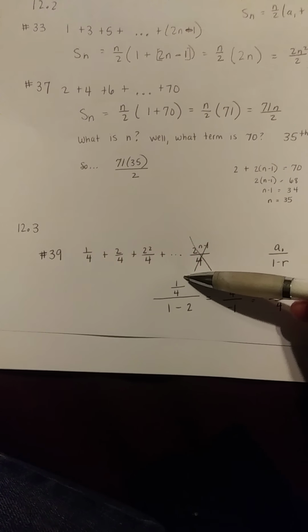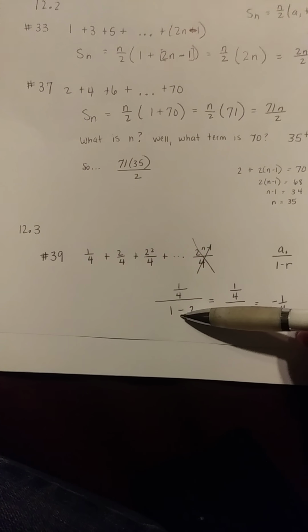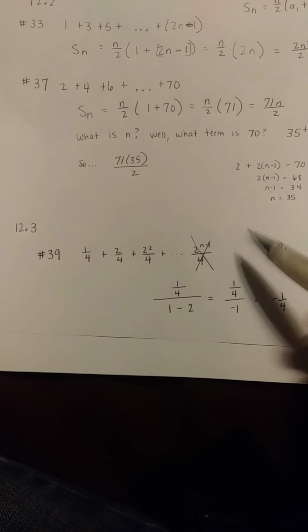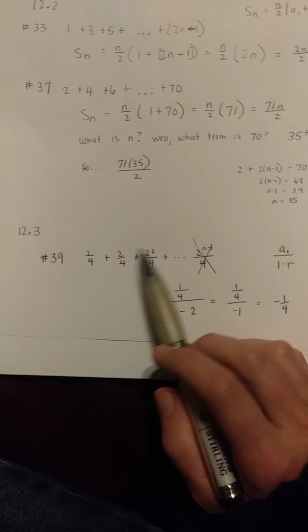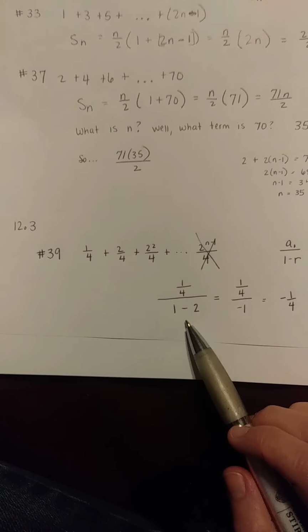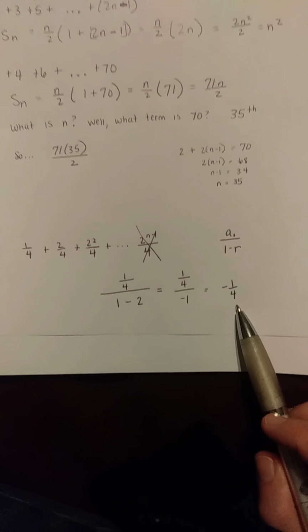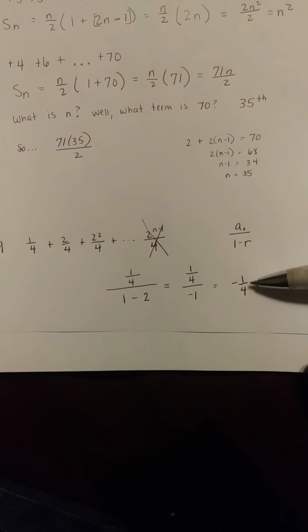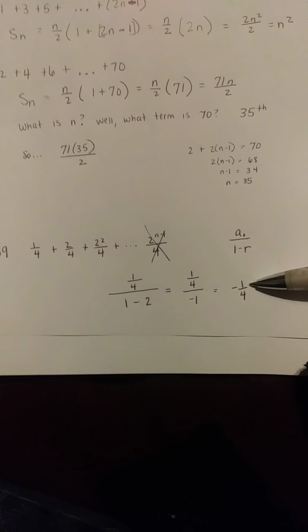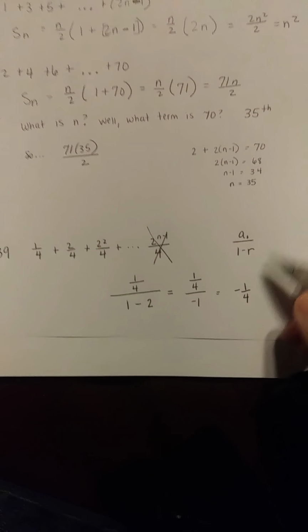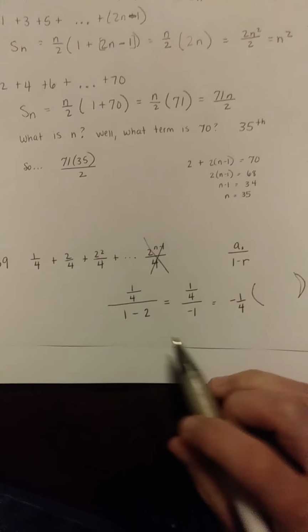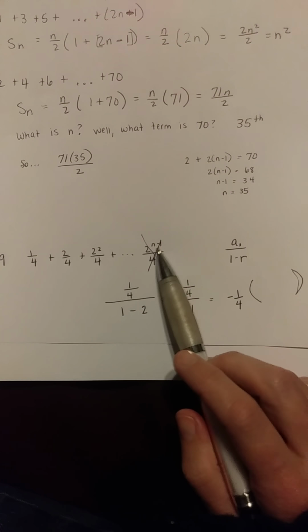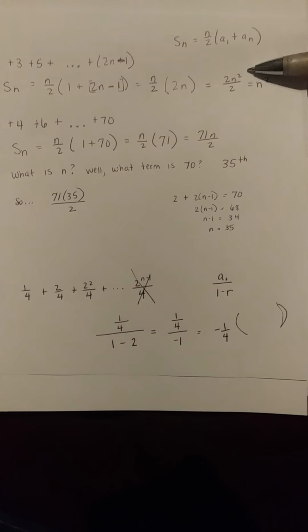So first term over 1 minus the common difference. And in this case, the common difference is 2, because it's multiplied by 2 each time. So it's just this, which gives you an answer of negative 1/4. You'll notice that that negative 1/4 was in the answer that's in the back of the book, but then they also have some other stuff in the parentheses, and that's because they're finding the sum of the first n terms, just the way we did up here.